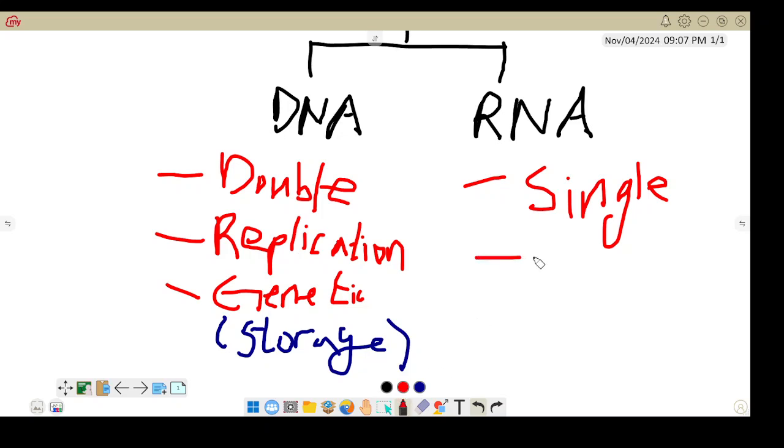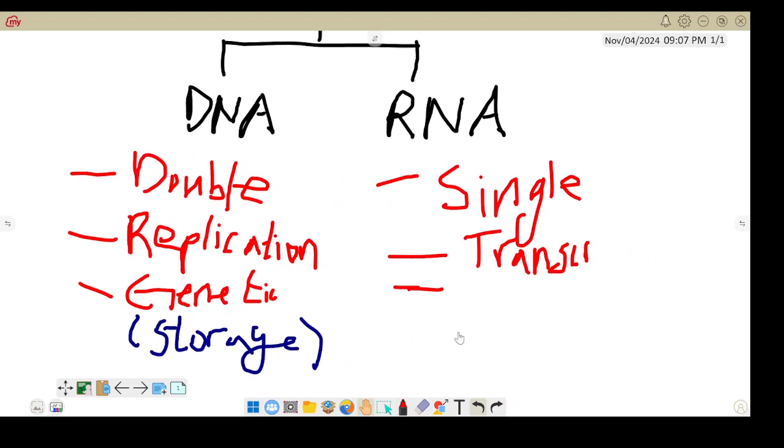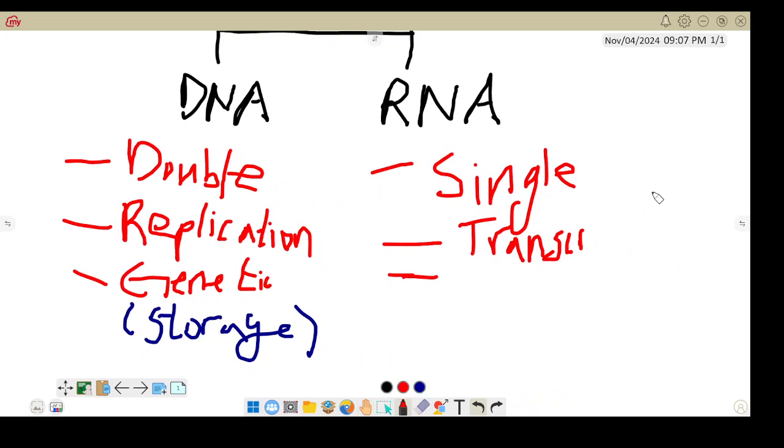And then on the other side, where we have RNA, on the RNA, we find transcription. So RNA, that's where we have transcription. Yeah, so the handwriting might be bad, but I guess the voice is clear. Okay, so this is transcription.